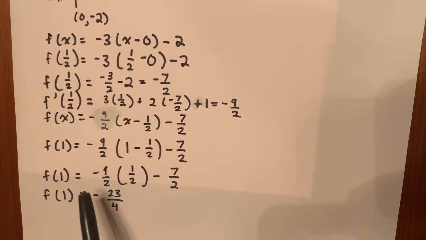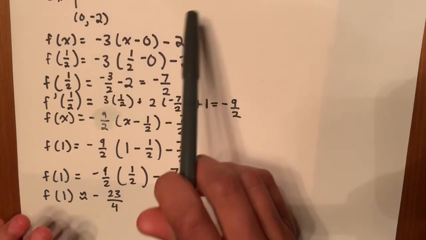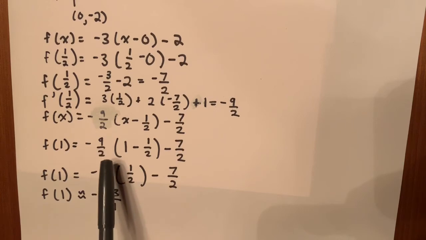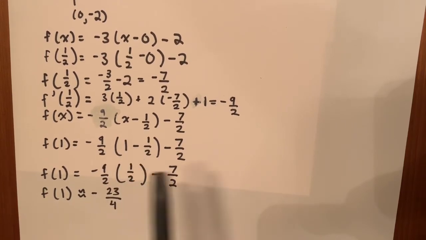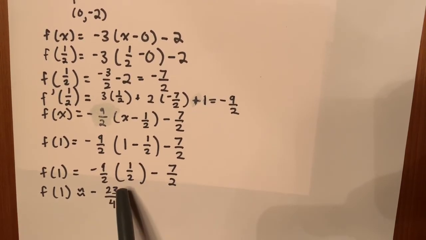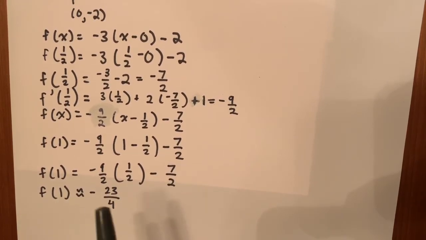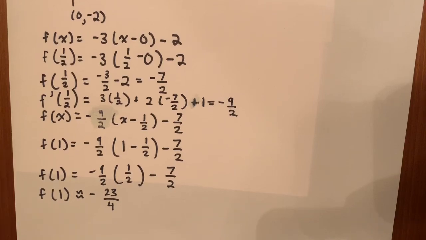And then because the final thing we want to approximate is f of 1, we're just going to plug 1 into there. So we have negative 9/2 times 1 minus 1/2 minus 7/2. So that's negative 9/2 times 1/2 minus 7/2, which is equal to negative 23/4. So that's our final answer for the approximation.